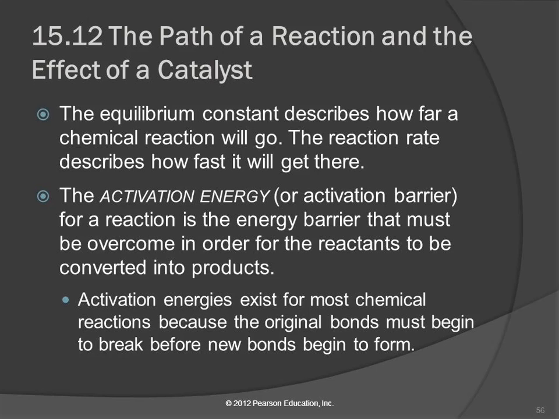The equilibrium constant describes how far the reaction will go. It describes the balancing point between reactants and products. It doesn't tell us how fast it gets there. The reaction rate is what tells us how fast it gets there. You could have a reaction that could take a year to get to equilibrium, or it might take a nanosecond. It's just all over the place. It's the reaction rate that tells us how fast it gets to equilibrium.